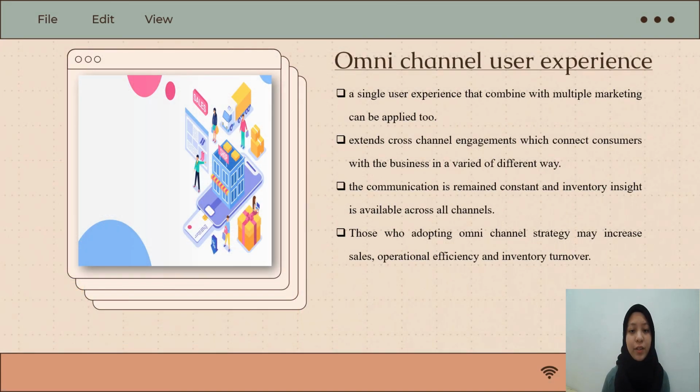Omnichannel user experience is a single user experience that combines multiple marketing channels. This seamless user experience extends cross-channel engagement, which connects consumers with the business in a very different way. Although in different consumer touchpoints, the communication remains constant and the inventory insight is available across the channels. Adopting an omnichannel strategy may increase sales, operational efficiency, and inventory turnover.